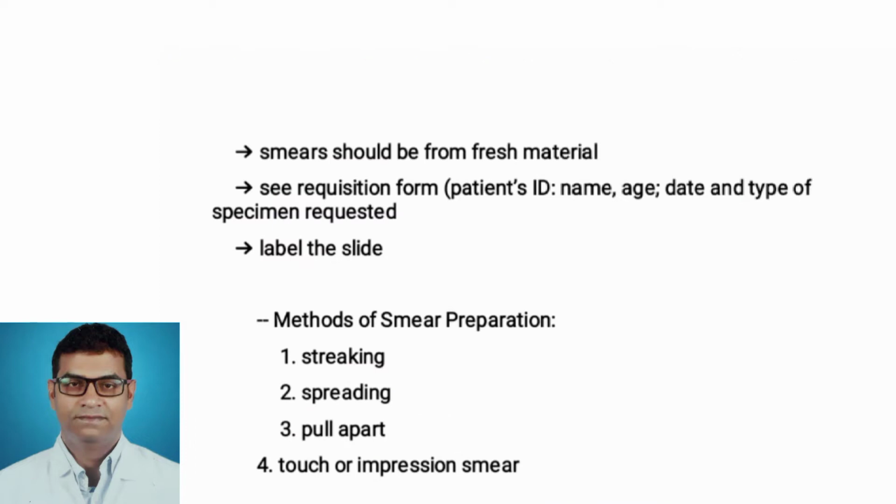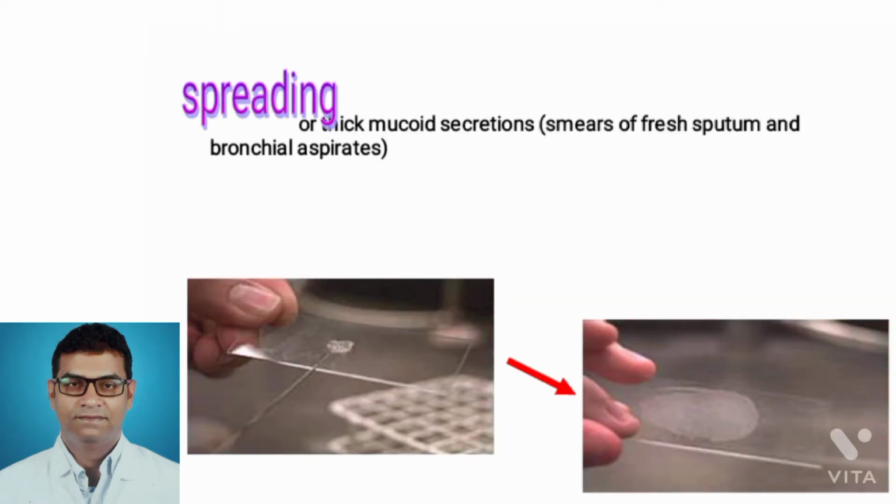The smear should be from fresh material, and you have to check the request form, patient ID, name, age, date, and type of the specimen requested. Label the slide. The method of smear preparation will be streaking, spreading, or pull apart. Sometimes touch or impression smears are also taken. Spreading of thick mucoid secretions.